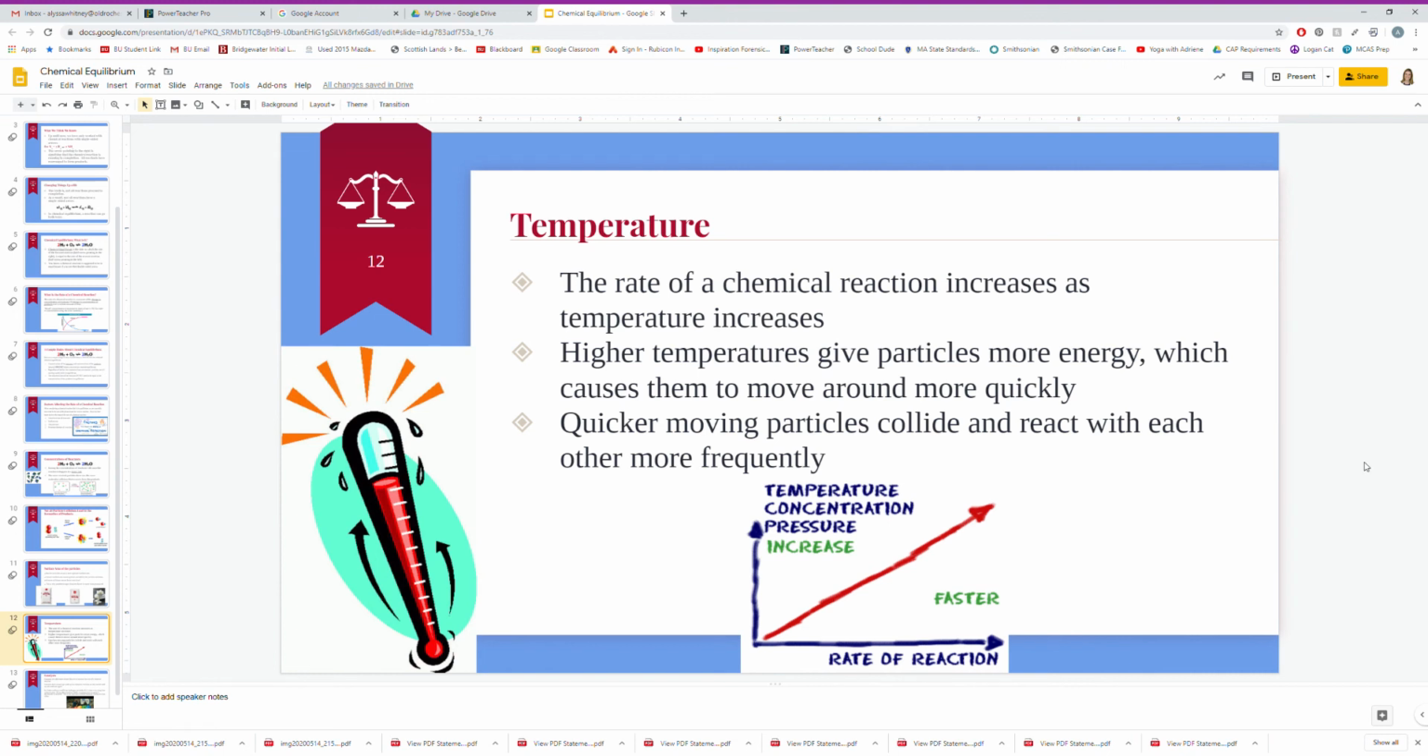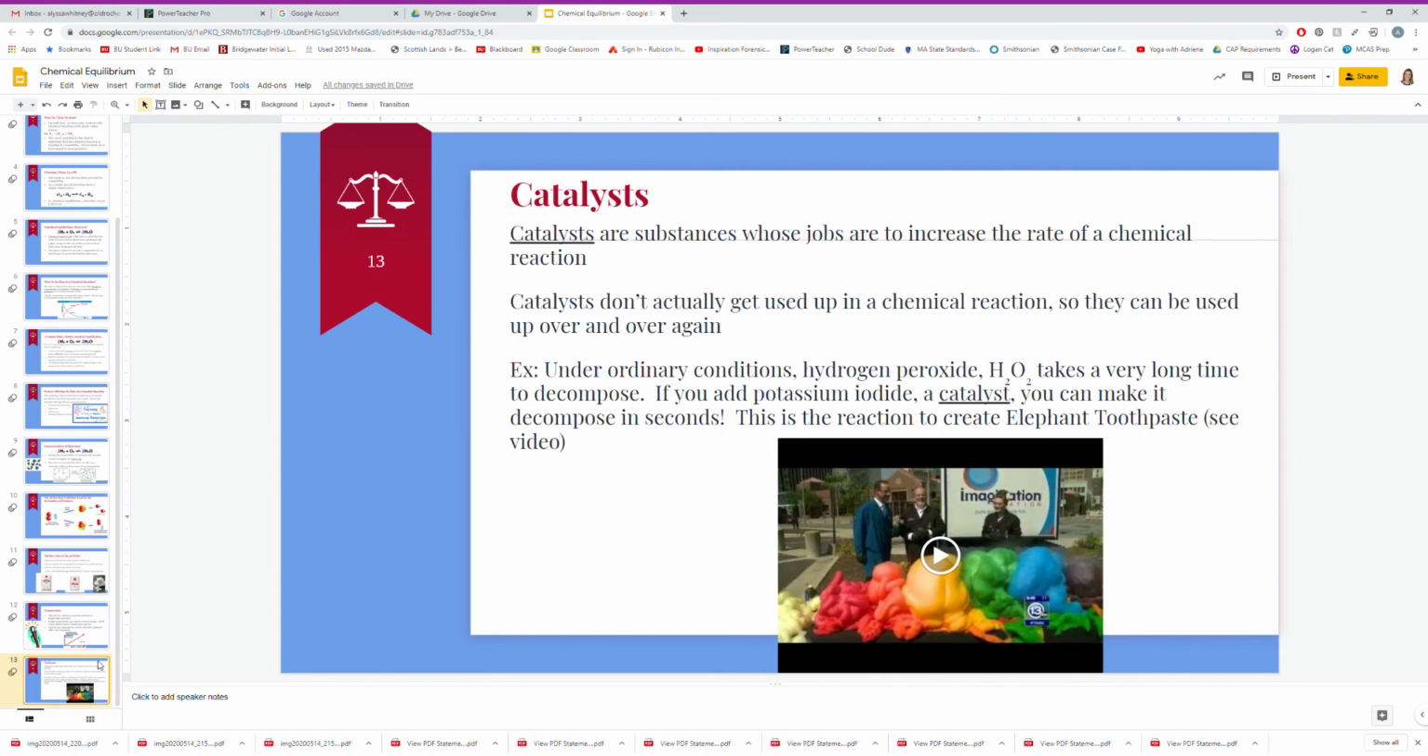This is the kind of pattern that we're noticing. Greater particle collisions means more reactions. So that's what this graph down here is telling us, that as the temperature increases, the rate of the reaction increases as well. And then, last but not least, is the catalyst.